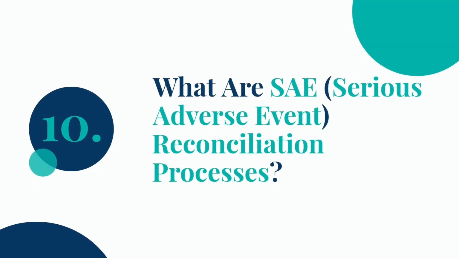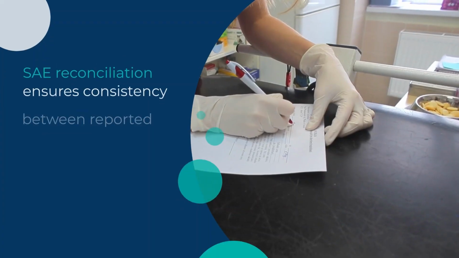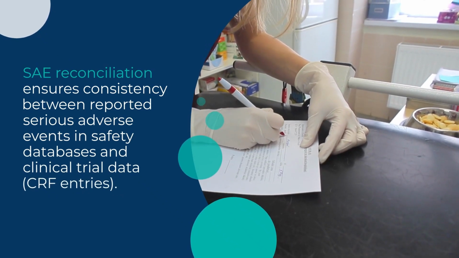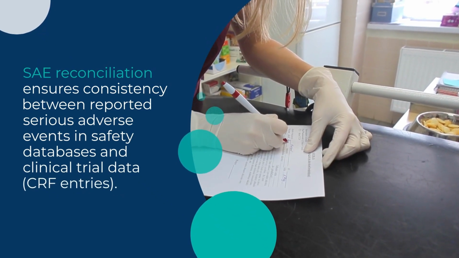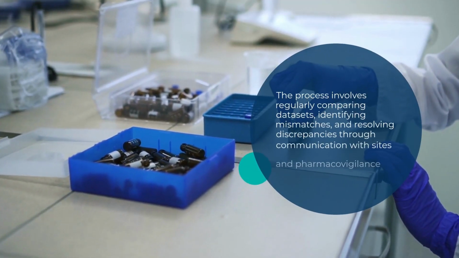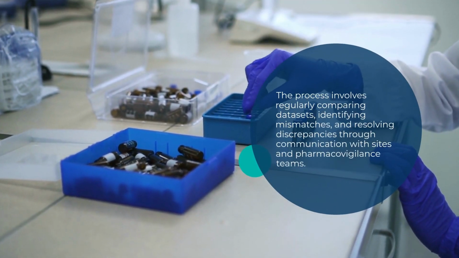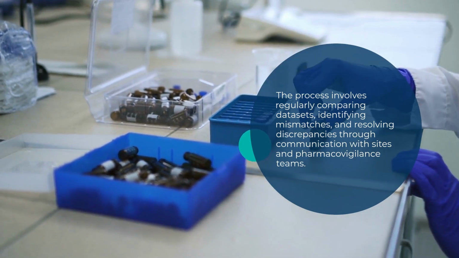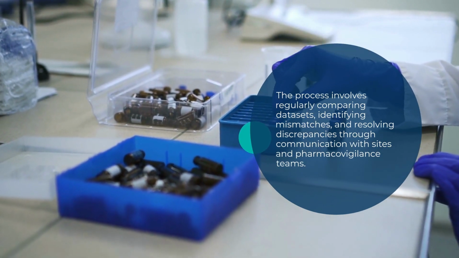10. What are SAE (serious adverse event) reconciliation processes? SAE reconciliation ensures consistency between reported serious adverse events in safety databases and clinical trial data (CRF entries). The process involves regularly comparing datasets, identifying mismatches, and resolving discrepancies through communication with sites and pharmacovigilance teams.